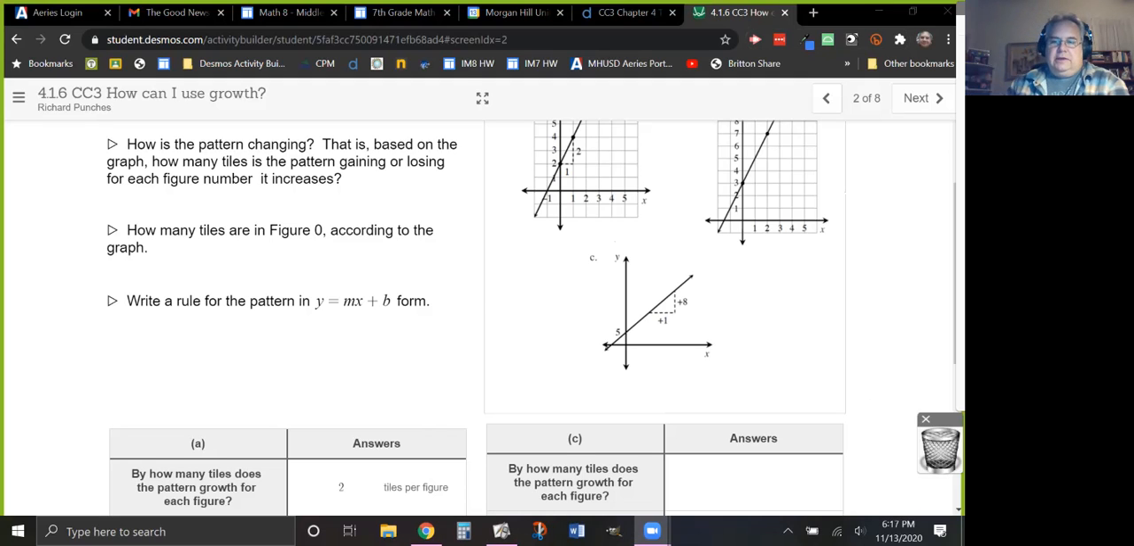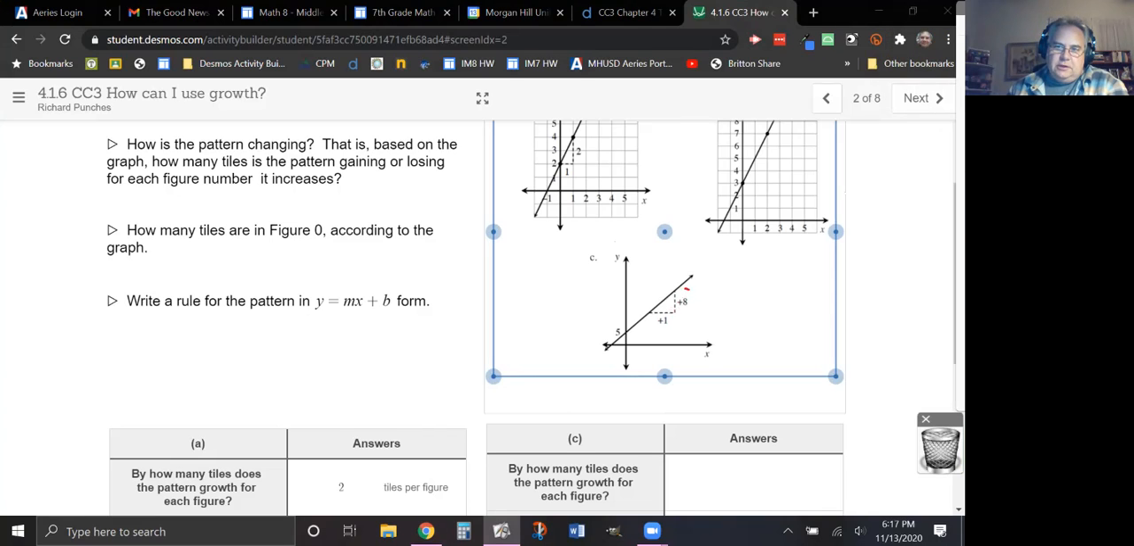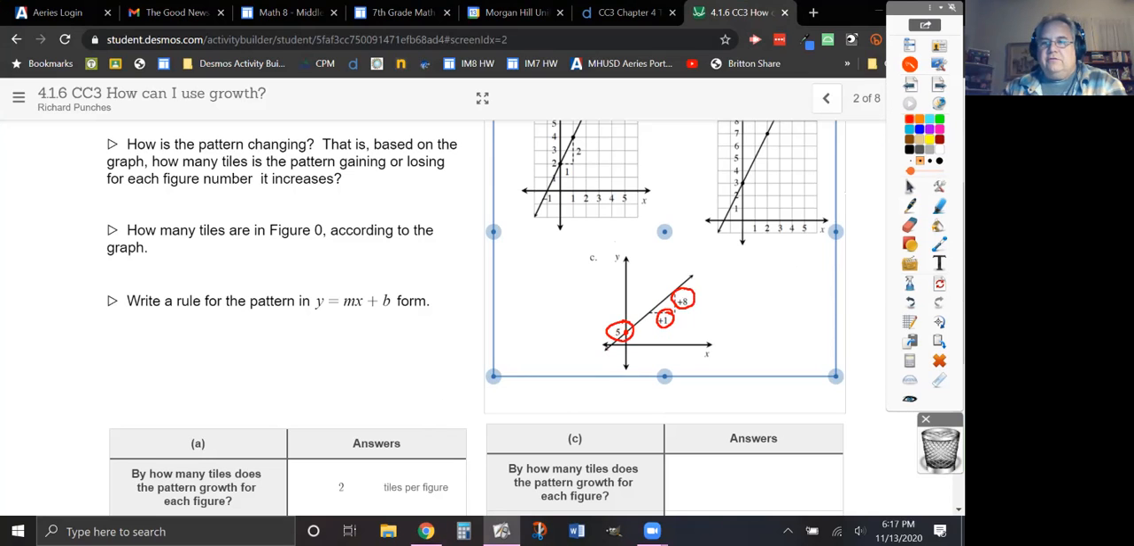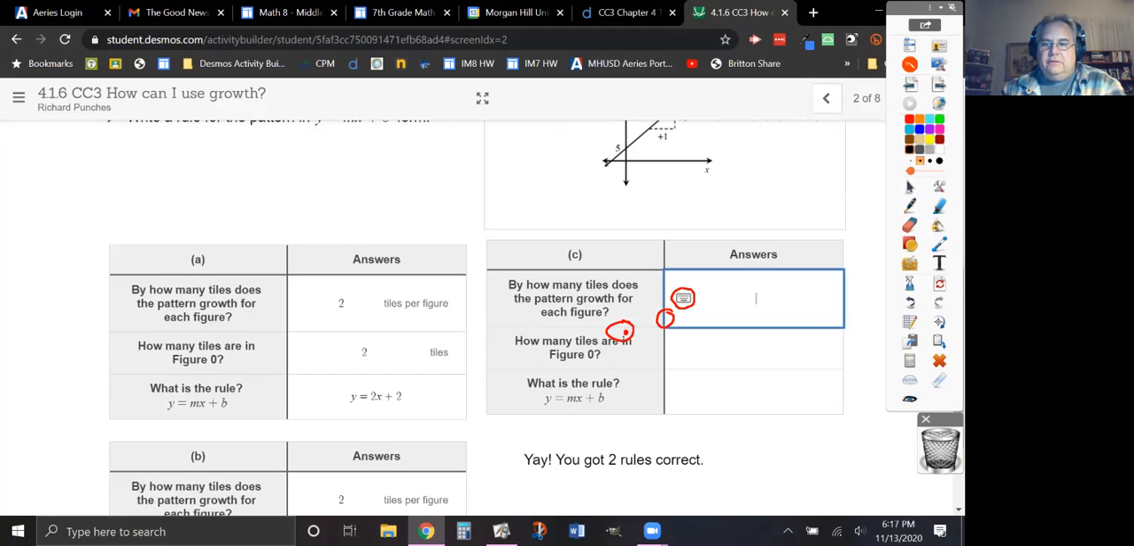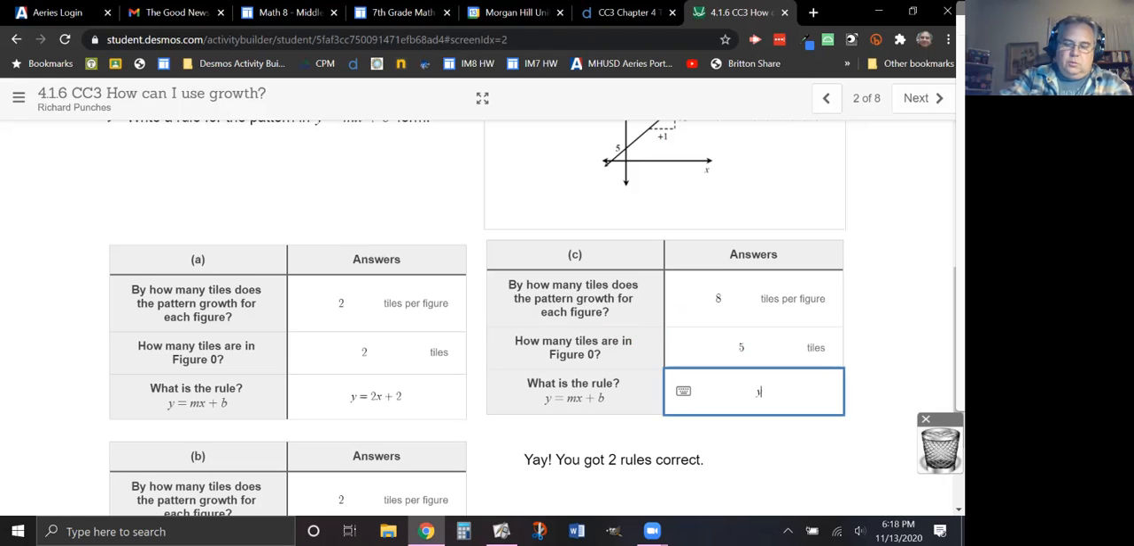Okay, so on this picture right here, I can see really quickly that it is telling me it's going to grow 8 tiles for one figure number starting at 5. 8 tiles for one figure starting at 5, which when I go down here, erase those so we don't get in our way, that would be a growth rate of 8 starting at 5. So this is y equals 8x plus 5. And we end up getting all 3 rules correct.